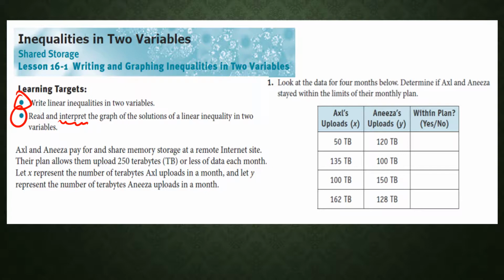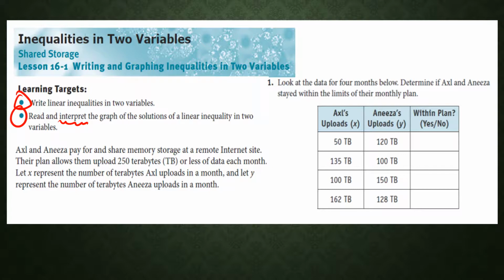Axel and Anisa pay for and share memory storage at a remote internet site. Their plan allows them to upload 250 terabytes or less of data each month. X is going to stand for the number of terabytes Axel uploads in a month, and Y is going to represent the number of terabytes Anisa uploads in a month.